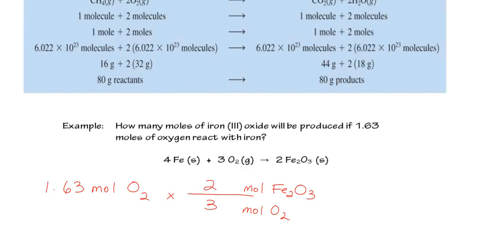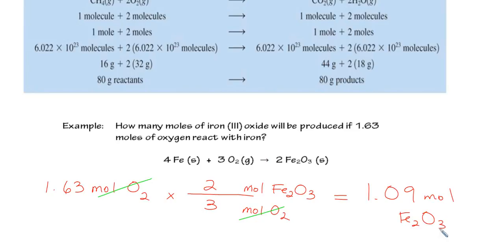And again, I get kind of antsy here that I can cancel like terms. I like that. And then we just plug this in our calculator. I multiply by 2, divide by 3. The first number has 3 sig figs, so let's leave 3. Let's say about 1.09 moles of iron oxide.